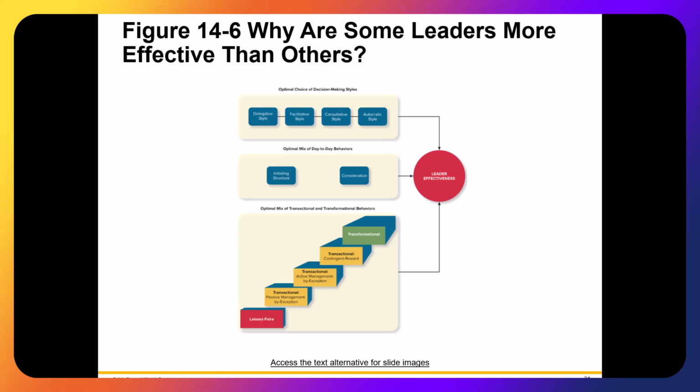Why some leaders are more effective than others. So when we look at the optimal choice of decision-making styles, we look up here, we see the optimum mix of day-to-day behaviors. We see the optimum mix of transactional and transformational behaviors. When you bring those together at the high end, they come out to be leader effectiveness. So it's basically a correlation of things that determines how effective a leader is, and you're looking at them.